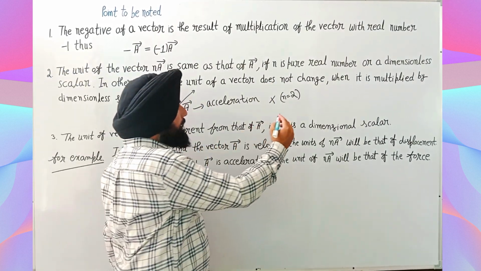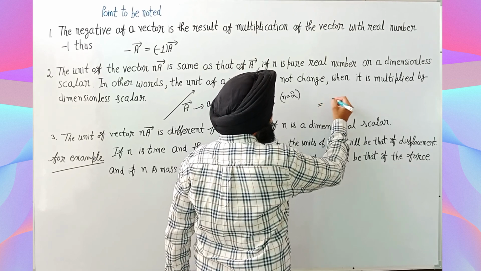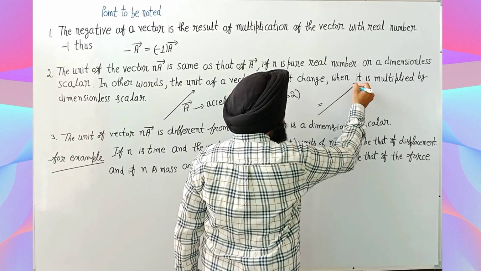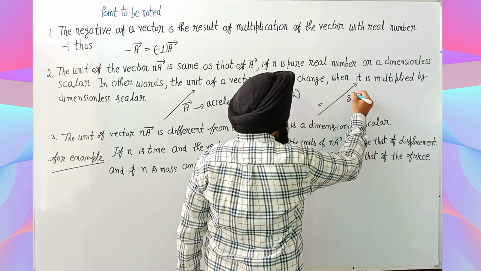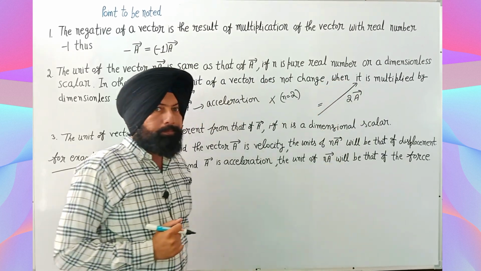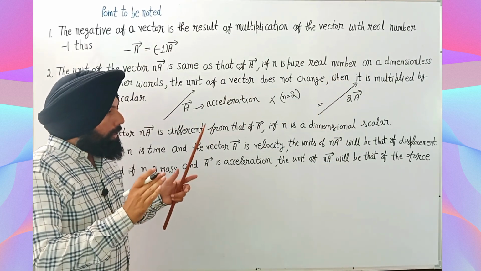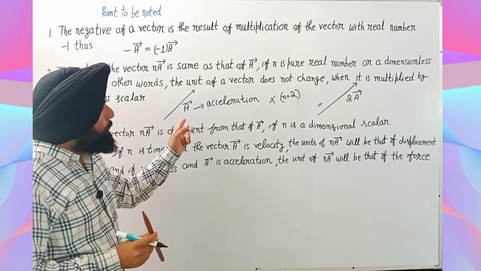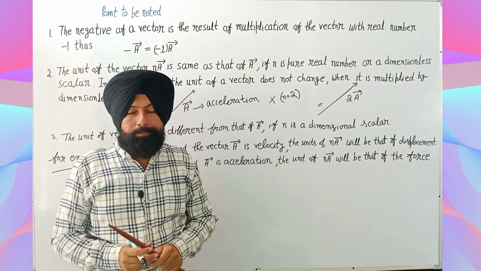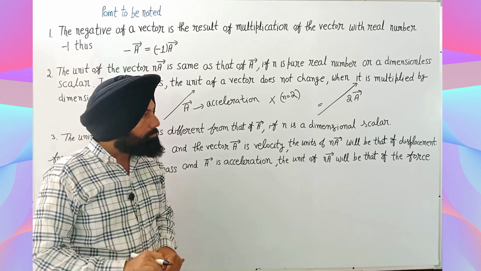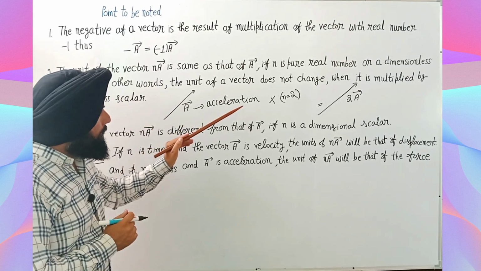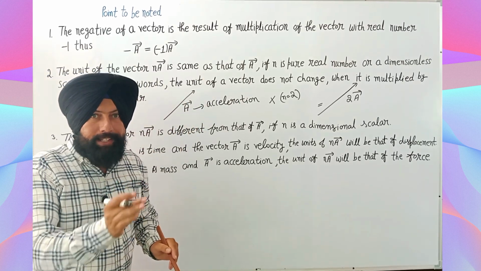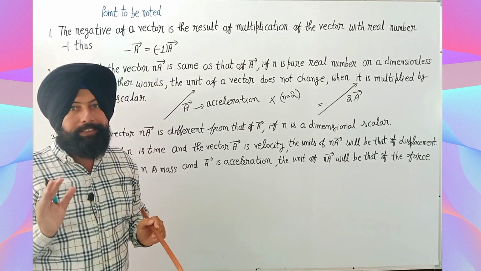Now we get another vector, 2a vector. Now its magnitude is doubled, but the unit remains that of acceleration.